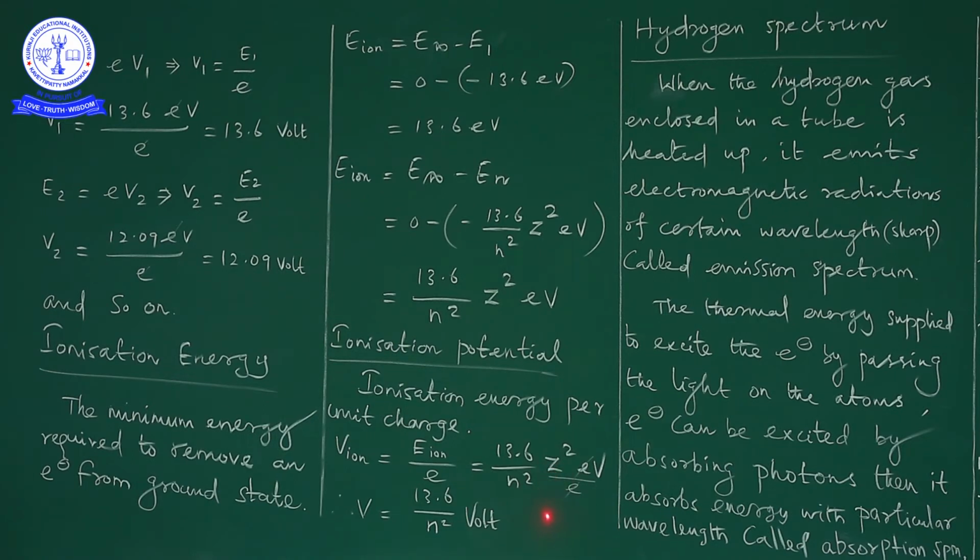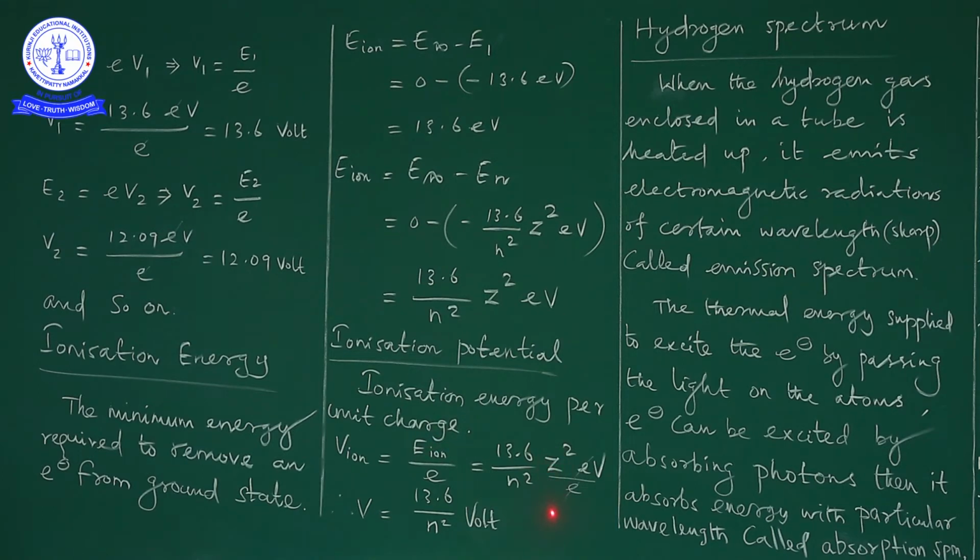So, the atomic number of hydrogen, Z, is replaced by 1. So the previous equation becomes 13.6 divided by n squared volt. This is nothing but the ionization potential. Ionization potential is nothing but ionization energy per unit charge.